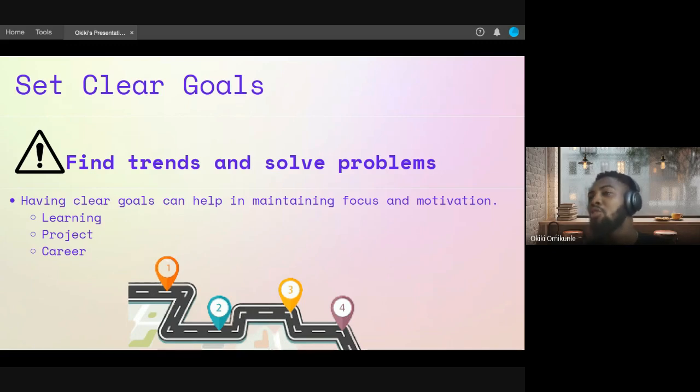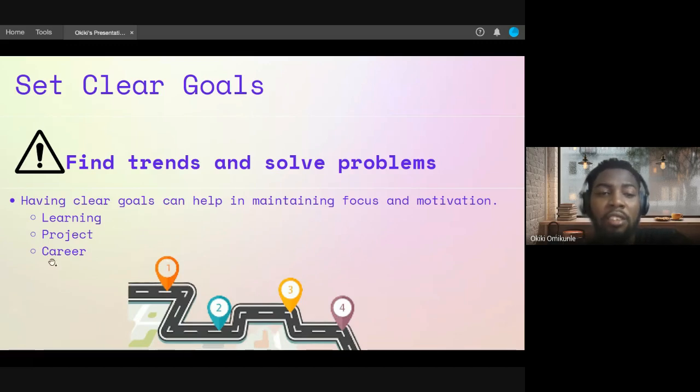But before that, you need to find what you are doing. What trends are you finding? What problems are you solving? Having clear goals can help in maintaining focus and motivation, because the truth is learning is not easy. So you need to be very clear: this is where I want to be in the next 3 months, this is where I want to be in 6 months.